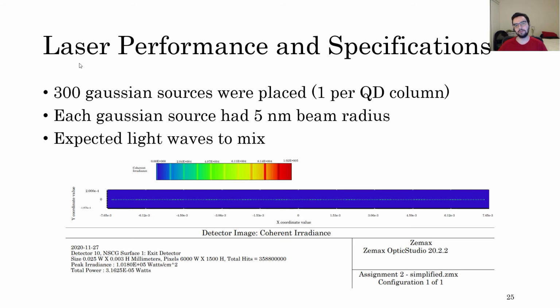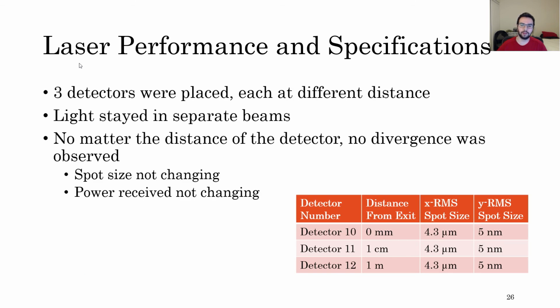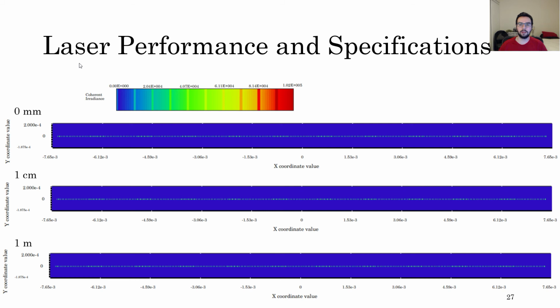Each Gaussian was 5 nanometers in beam radius, basically because the quantum dots are about that size. And I expected the light waves to mix. Now the 3 detectors that I used were placed at 0 centimeters, so the output, at 1 centimeter, and at 1 meter from the output. And I was surprised to notice that the light actually stayed in separate beams, and the spot size didn't change at all throughout. And there was no divergence.